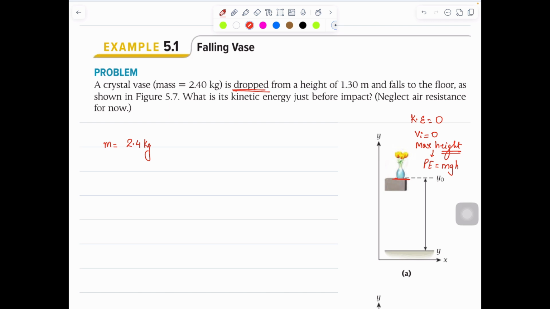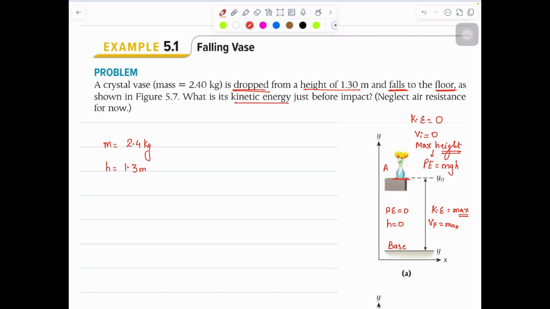Clear? Let's say this is your position A, this is your position B. Dropped from a height, and the height is given as 1.3 meter. It falls to the floor. Floor means base. At the base, can I say height is 0 and Vf is maximum. Velocity is maximum, so potential energy is 0 and kinetic energy is maximum. Clear? Okay.